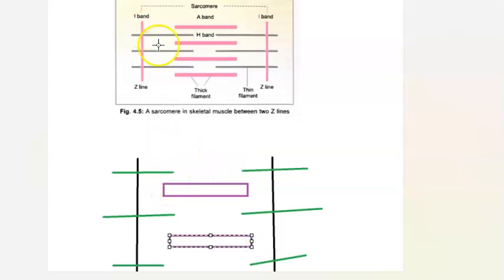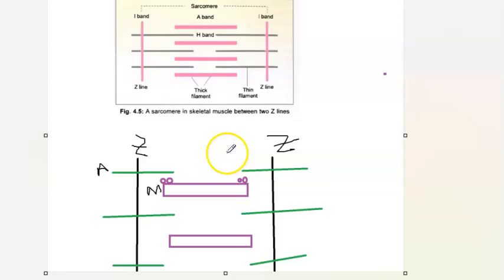Now the myosin actually has heads. These heads attach to the actin and bring them together. So labeling this is not at all difficult. Here you have the Z line. Here you have the Z line. Between these two you have the sarcomere. This one you are going to label as actin. This one you will label as myosin, the thick filament.